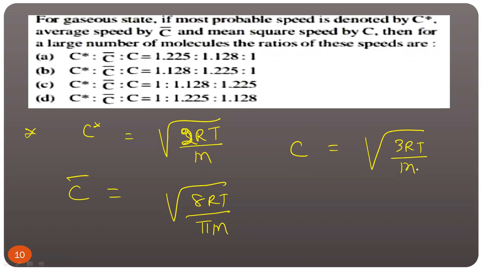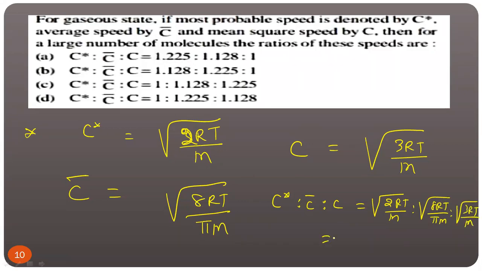Now after solving, what are we getting? C star into C bar into C is equal to root under 2RT upon M into root under 8RT upon pi M into root under 3RT upon M. Can you solve this? Very, very easy. We are getting root 2 into root 8 upon pi, then root 3. Now put the value. Root 2 value is 1.414 and root 3 value is 1.732. After putting the value, you will have your answer.